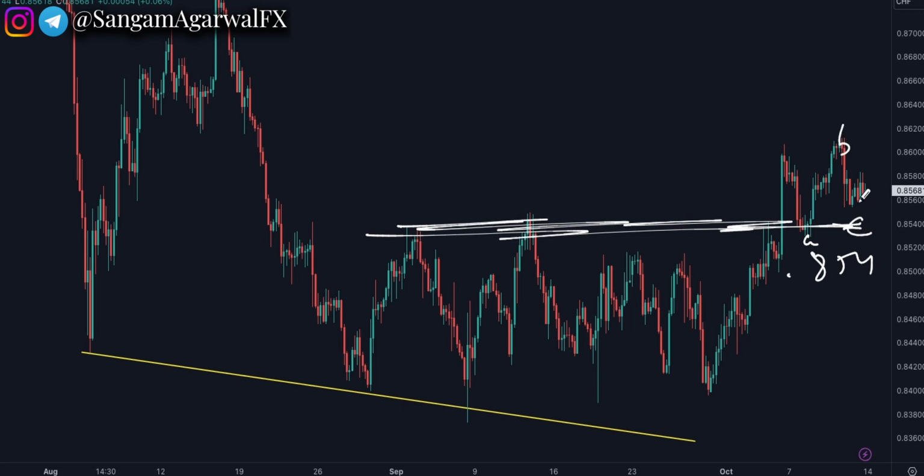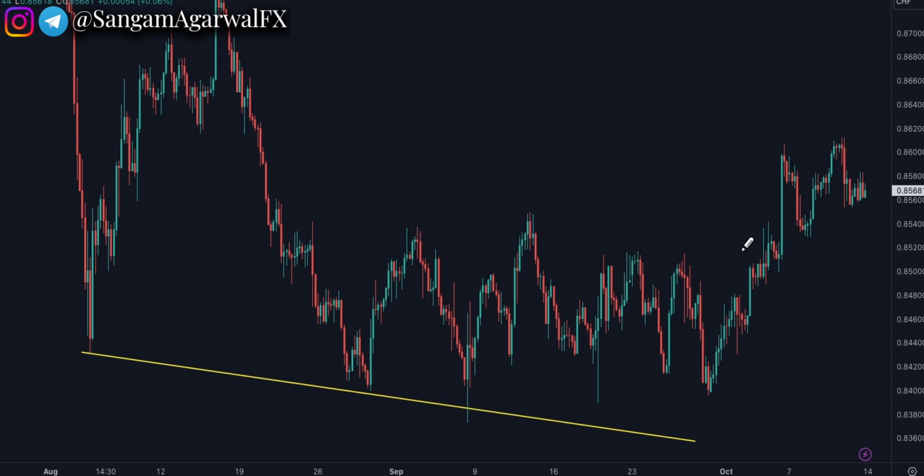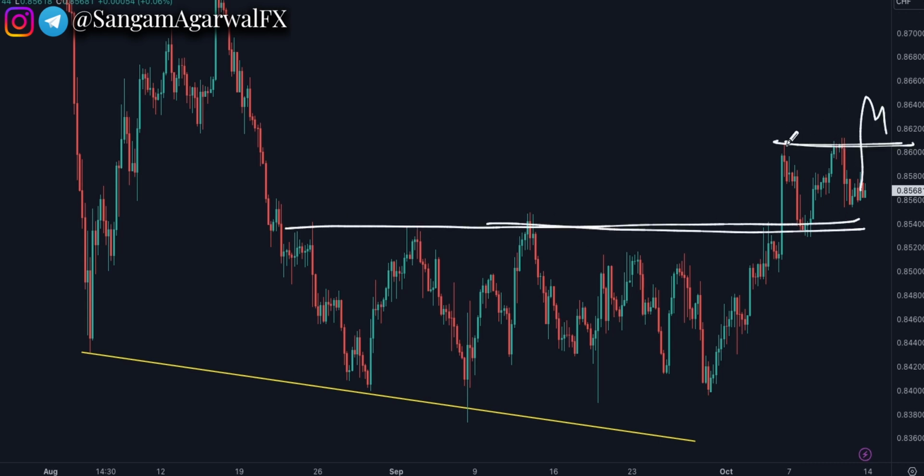Correction, ABC or triangle, wait for correction. So either try buying the retest of the range, a small-size range after the breakout, but you will buy the retest of the support level.